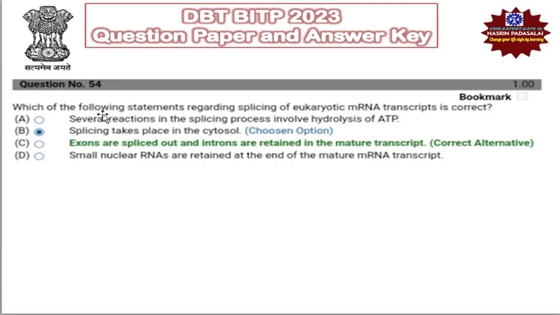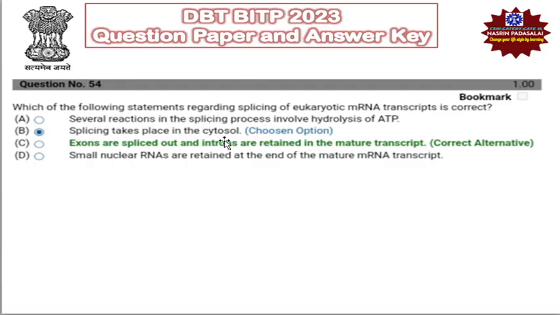Next, which of the following statements regarding splicing of eukaryotic mRNA transcript is correct? Okay, in the answer key, they just mention exons are spliced out and introns are retained in the mature transcript. But we all know introns will be spliced out and exons will be retained in the mature transcript. Okay, so if you ask me, the correct answer for this question is option number A, which says the splicing process involves the hydrolysis of ATP. So it's the correct answer.